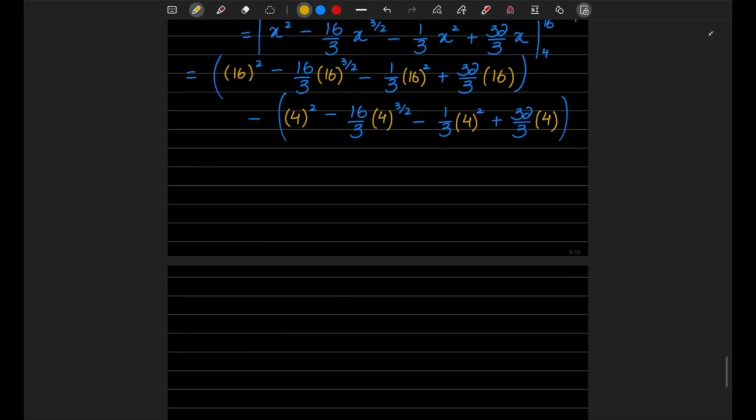Now just do it directly. This will give you 0 minus 32 over 3. So we get the area to be positive 32 over 3. So this is your final answer for the area of the region.